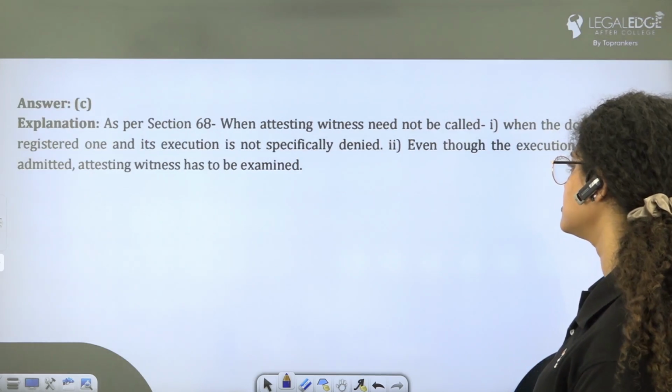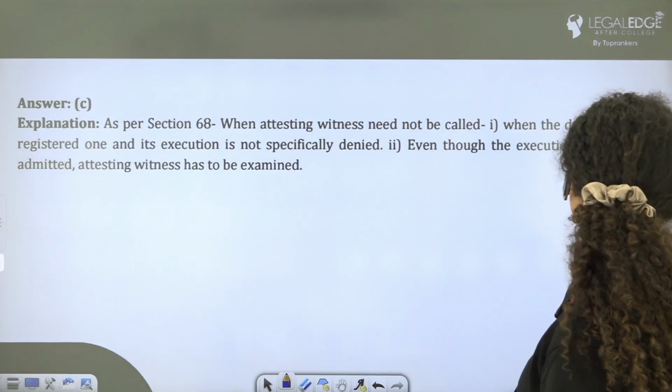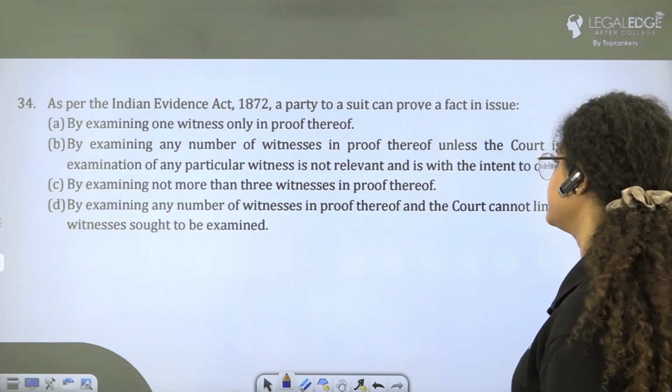Let's see the answer also. Yes, option number C. Okay. Section number 68. All right.